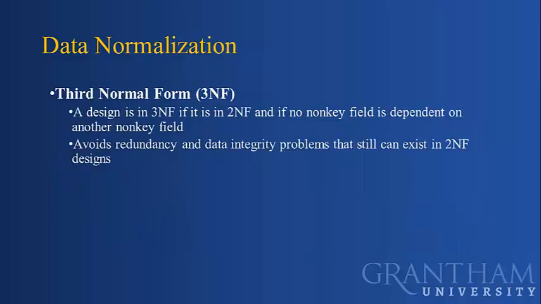Data normalization, third normal form. A design is in third normal form if it is in second normal form and if no non-key field is dependent on another non-key field. This avoids redundancy and data integrity problems that still can exist in second normal form designs. For more information about data normalization, review the content, figures, and cases on pages 294 to 304.